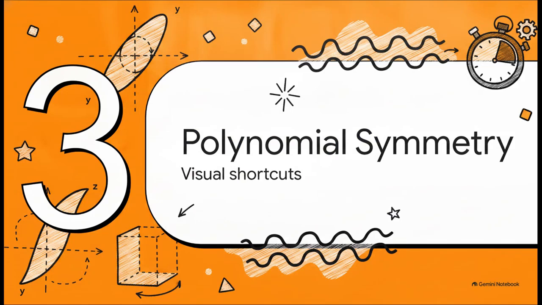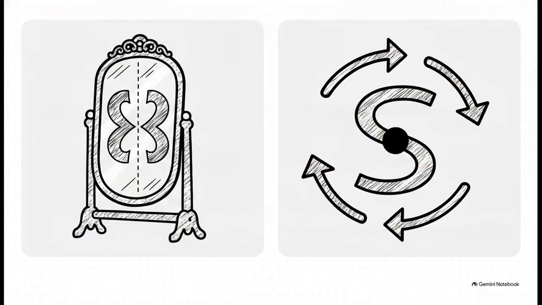Spotting polynomial symmetry. This is another incredible visual shortcut that's going to save you incredibly valuable time on test day. There are basically 2 main types of symmetry you'll be tested on. First is line symmetry. This just means there's a vertical line, usually the y-axis, over which the polynomial remains completely unchanged when reflected. It's basically a perfect mirror image.